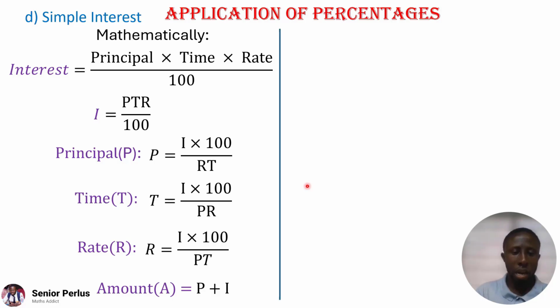Very nice. Then the amount is P plus what? Interest. We talk about the amount, that's the sum of principal and interest.